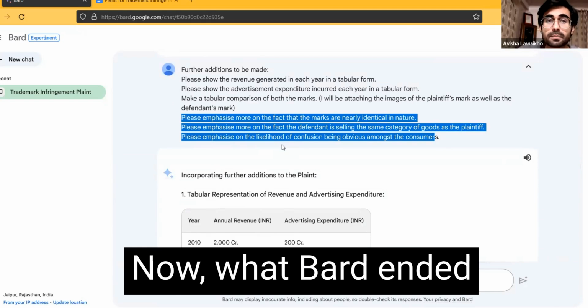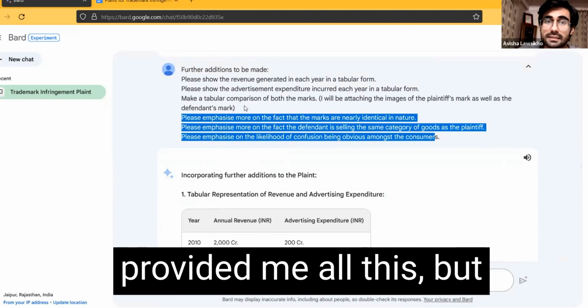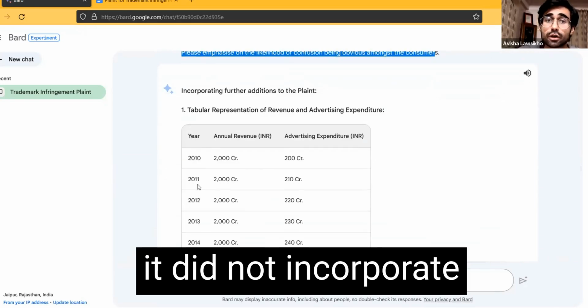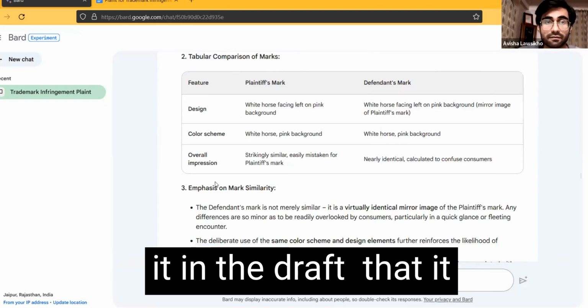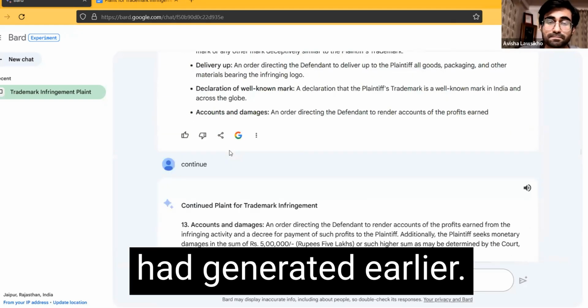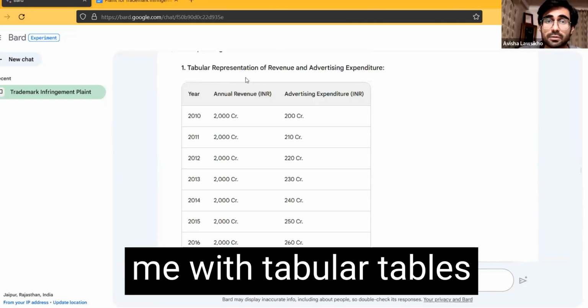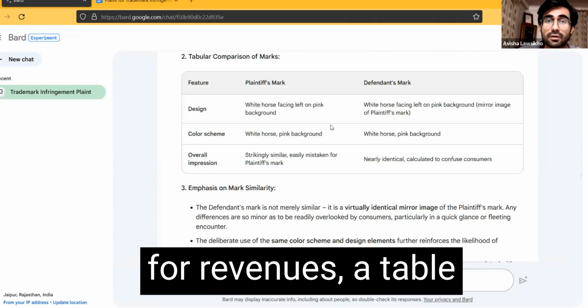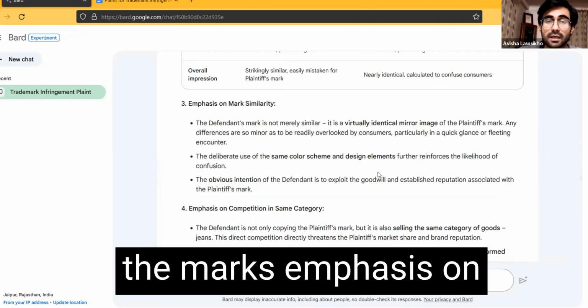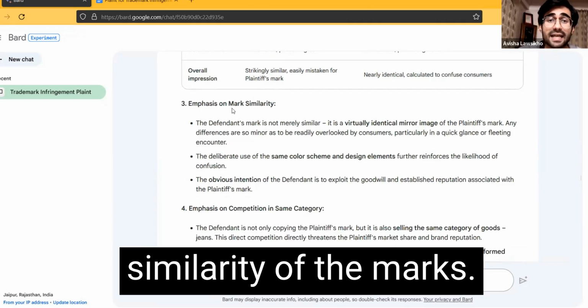Now, what Bard ended up doing was that it provided me all this, but it did not incorporate it in the draft that it had generated earlier. So see, it does provide me with tables for revenues, a table comparing the marks, and emphasis on similarity of the marks.